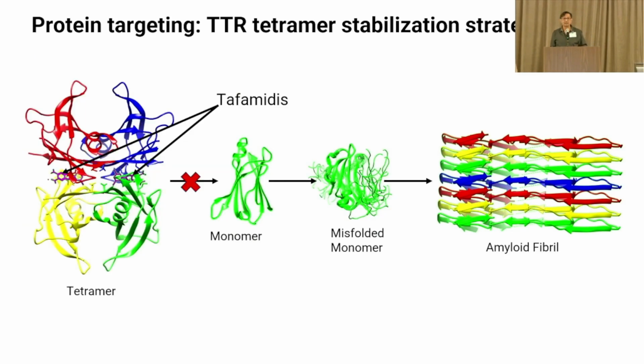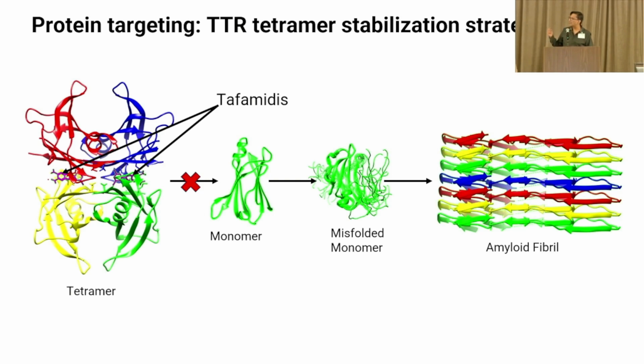Okay, so how does this protein targeting work? Well, one method is the TTR tetramer stabilization strategy. And this relies on this unique molecule called tafamidis. So tafamidis is basically a superglue.